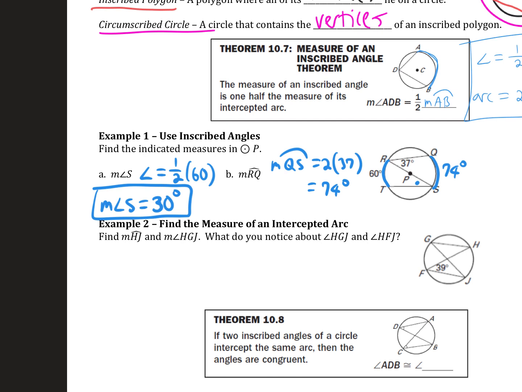Now, how do we find the measure of RQ? Well, let's think this through, but I'm going to use a different color here. What do we know about this right here? That red part's a semicircle, right? Which means if QS is 74, how do we find the rest of it? Well, we can do measure of arc RQ is going to equal 180 minus 74, which is going to be the rest of it, which is going to be 106 degrees. Okay? That was a little bit tricky, but yeah, we're good.